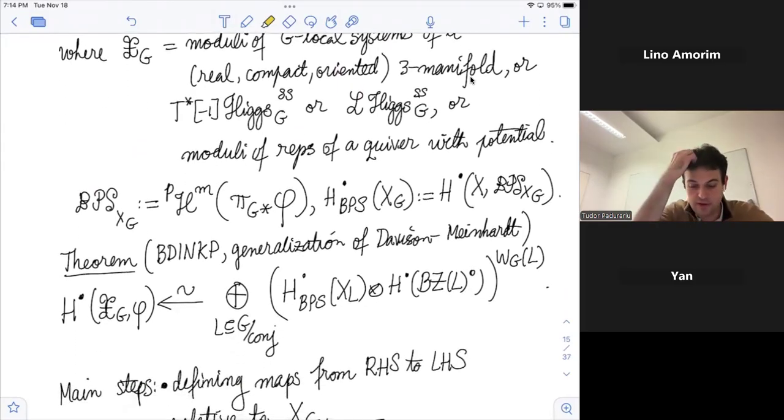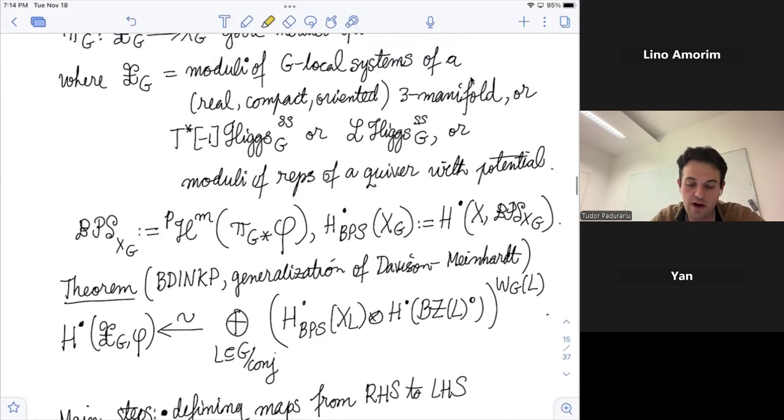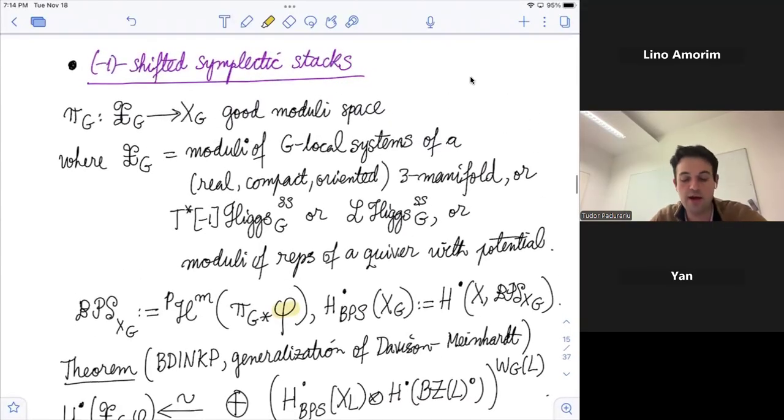In this case, the BPS cohomology will be the first non-zero perverse cohomology of the push forward of this sheaf phi. So we assume we have a -1 shifted symplectic stack with orientation that allows us to glue the local models of vanishing cycle sheaf. And then this is our sheaf phi. Then we take the push forward and the first non-zero perverse cohomology.